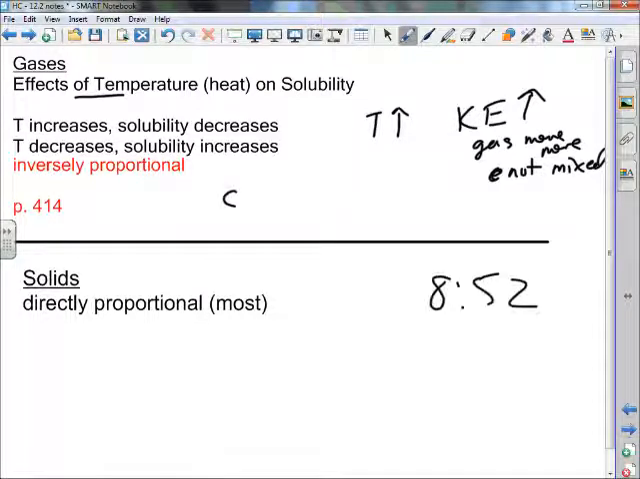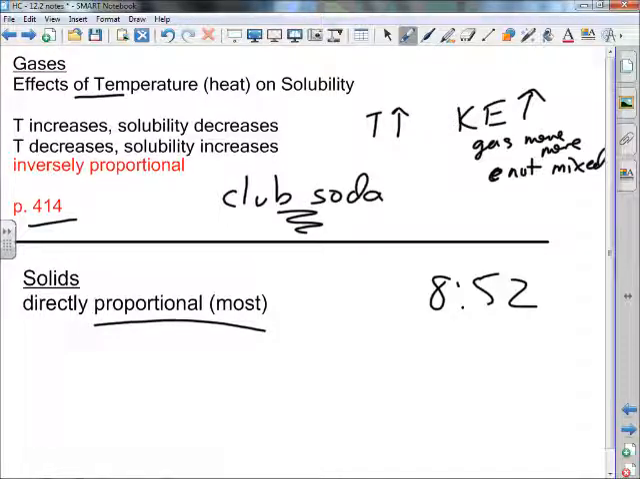They're inversely proportional. An example is club soda, and we'll see that in class, where club soda is basically carbonated water, and it's interesting what it does. Now, page 414, if you look, here's a graph of solubilities, and on the top, you see different gases. As the temperature goes up, how much oxygen would stay dissolved in the water goes down. The hotter the temperature, the more kinetic energy, the less it stays mixed. Very different from solids. Most of them are directly proportional.